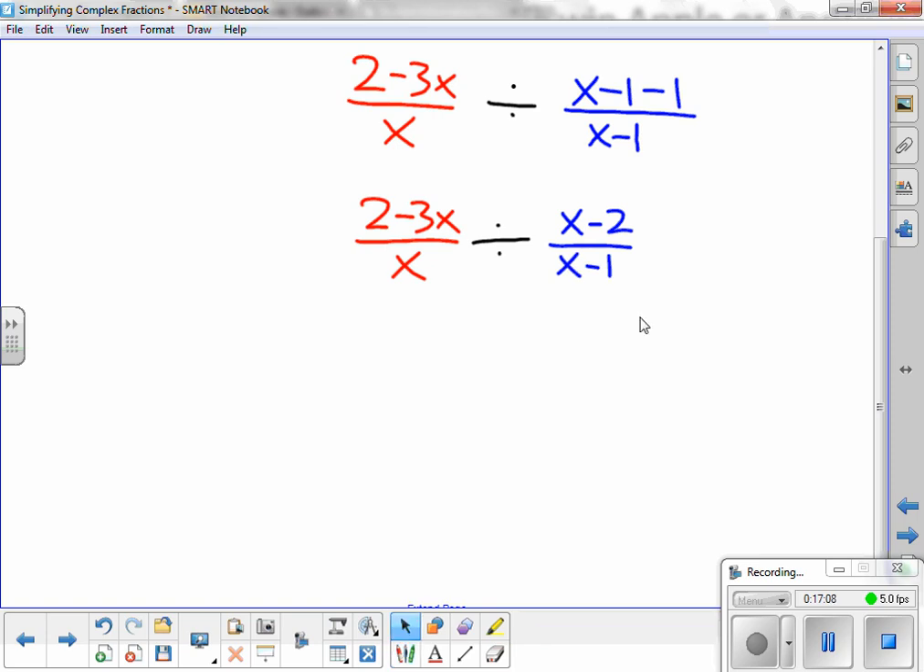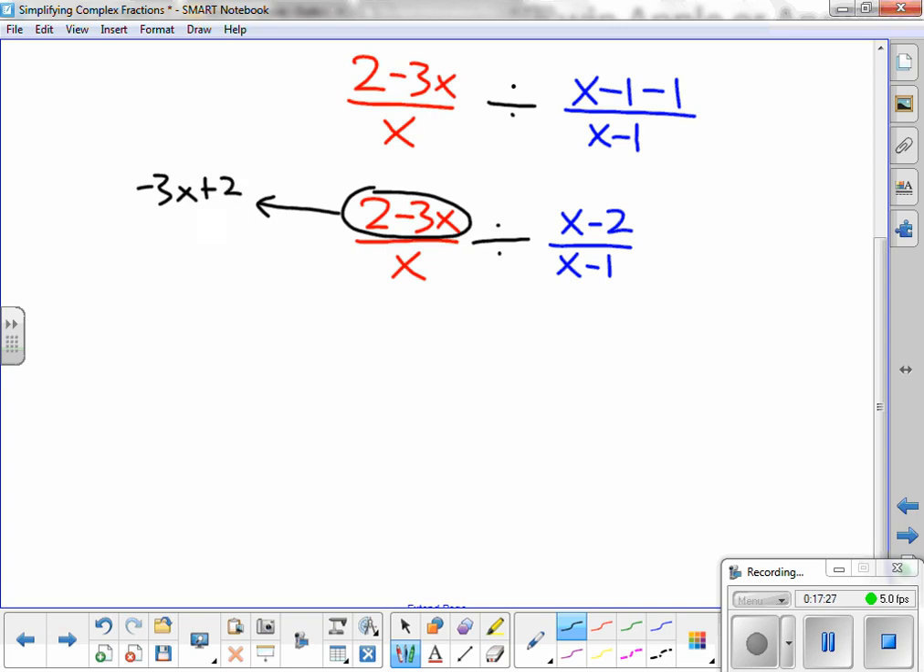Okay, now we can factor these as much as we can. A lot of times you don't want your x over here, so you do want to rewrite this part right here a little bit different. I want the negative 3x first and then plus a 2, just because that's normally the way it looks. So that's going to be negative 3x plus 2 over x times x minus 1 over x minus 2. So I inverted it because I flipped that over.